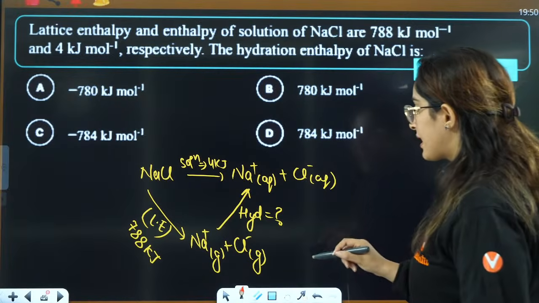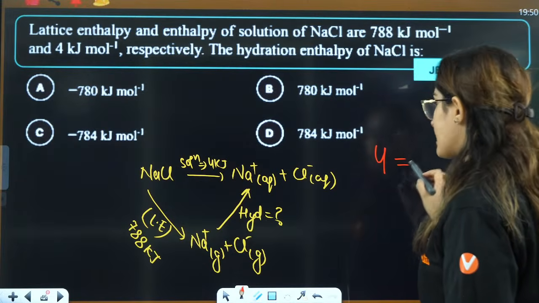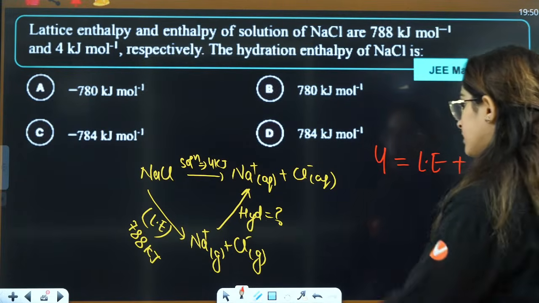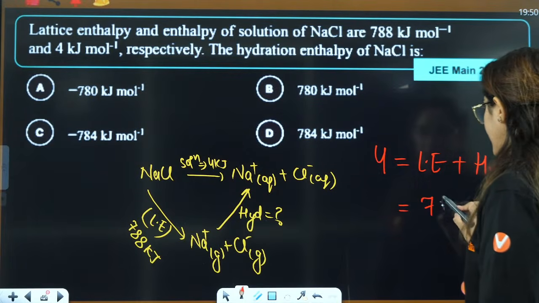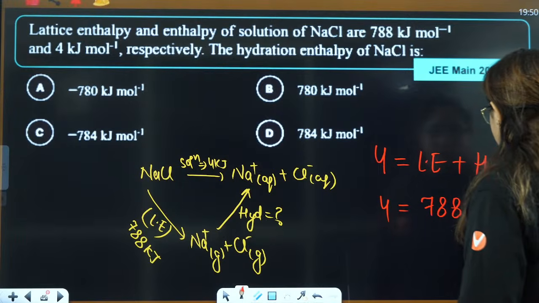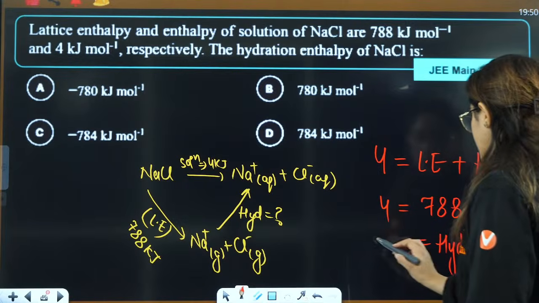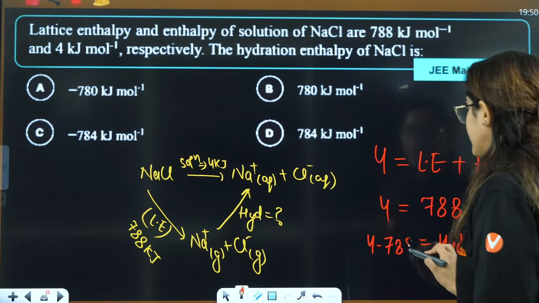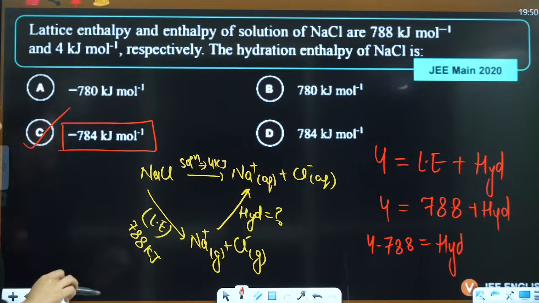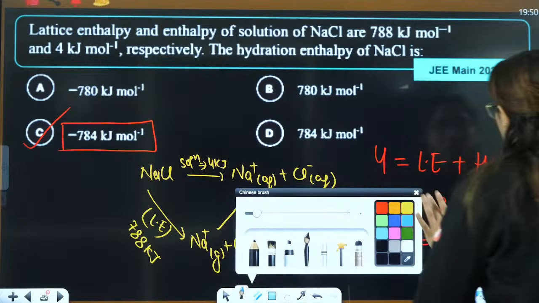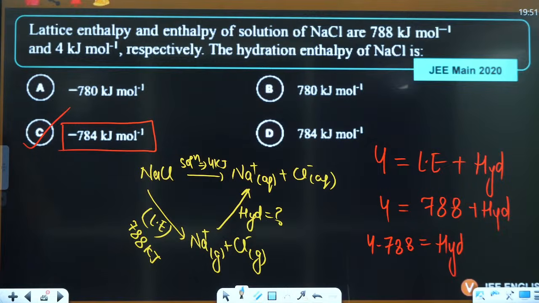Now what I'll say, you go to this part, this 4 is equal to lattice enthalpy plus hydration, right? So lattice enthalpy is 788, this is 4, this is plus hydration. So hydration will be equal to 4 minus 788, that is minus 784, right? So C is going to be the correct answer here. Such a simple question they have asked you here, right?